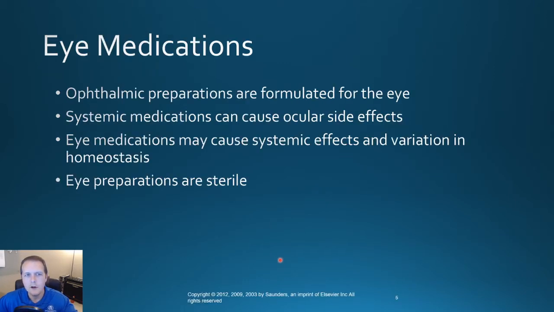So starting off with the eye medications, you're going to find that ophthalmic medications are formulated just for the eye, and that is really the only place they should ever be put. The reason for that is that the eye is pretty delicate in terms of what it can tolerate, in terms of pH and tonicity and things like that. Also sterility, because the eye is really not as protected as, say, the skin in terms of fighting off infections.